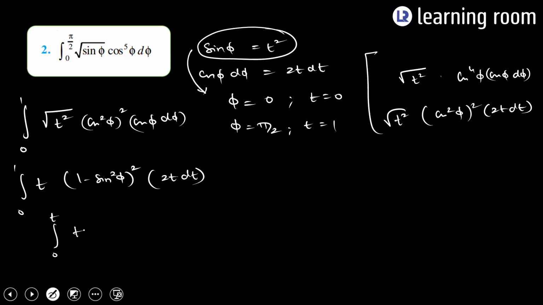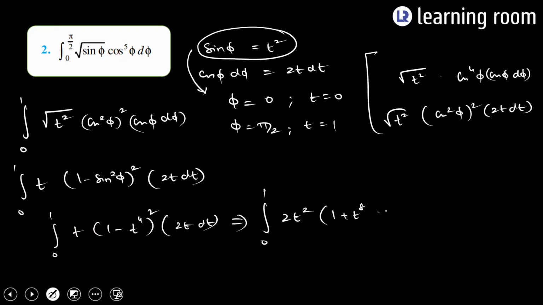So integral of 0 to 1, t into 1 minus, again in the place of sine square phi, sine phi is t square. So sine square phi will be t power 4. 1 minus t power 4 the whole square into 2t dt. Now it is simple. So which implies integral of 0 to 1, 2t into t is going to be 2t square, into 1 minus t power 4 the whole square is 1 plus t power 8 minus 2 times t power 4, dt.